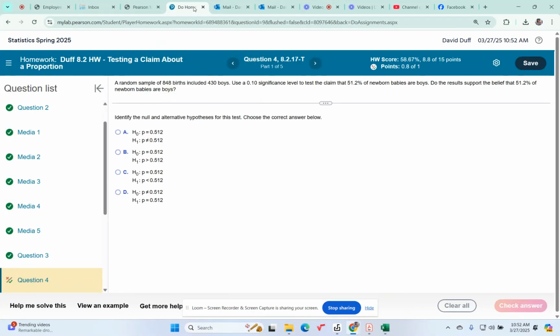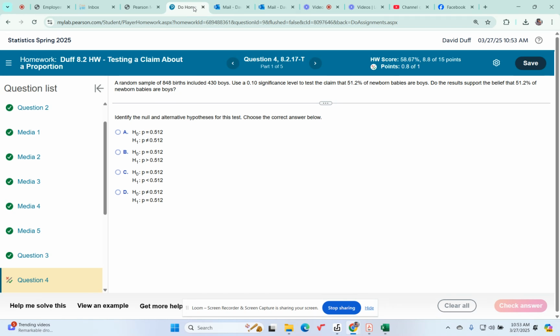All right, so I guess we'll call this hypothesis testing basics part B, right? So we're looking at another problem here, and we have a random sample of 848 births. So that's n is equal to 848. Of those births, 430 were boys. So that's x is equal to 430. Significance level is alpha, that's 0.10. The claim is that 51.2% of newborn babies are boys.